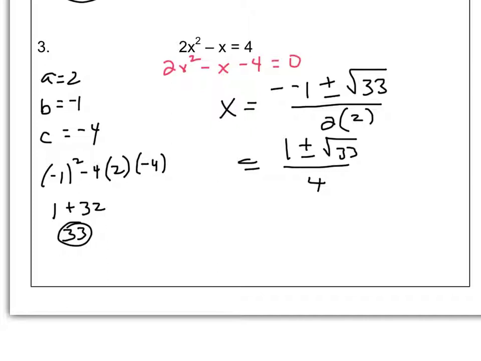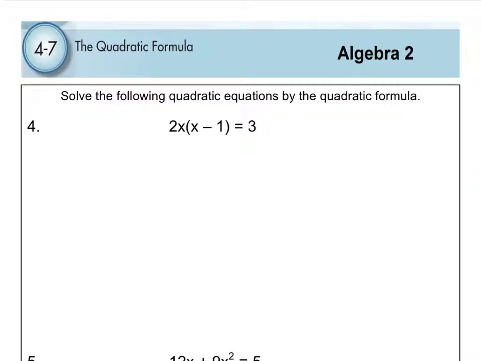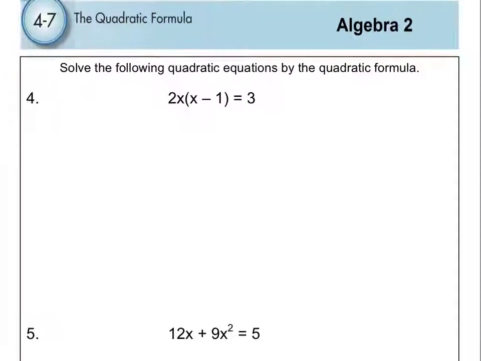All right, so now let's take a last slide and take a look at the last 2 questions. Number 4. Number 4 is a little bit different.